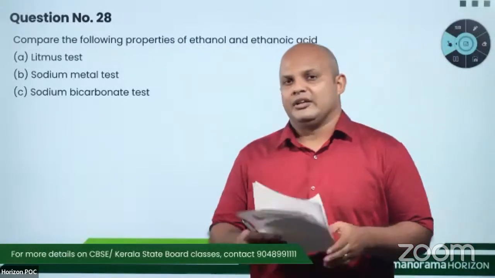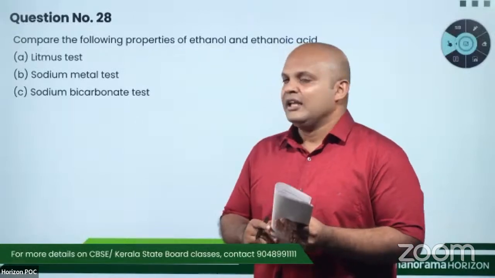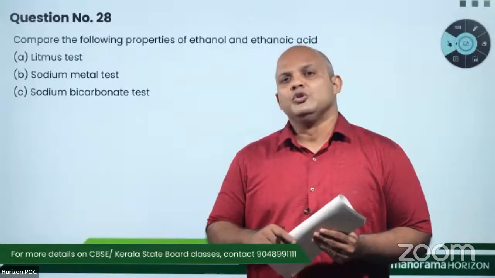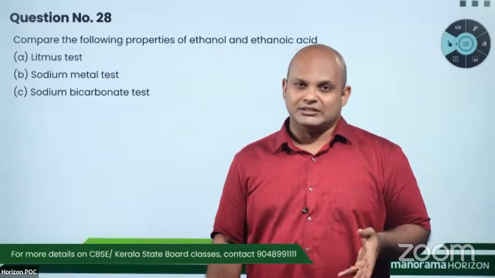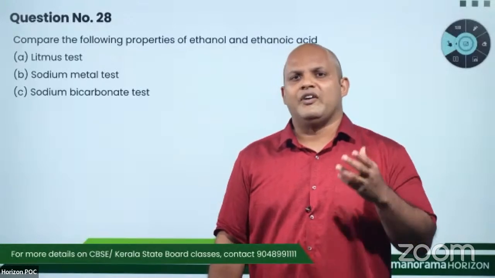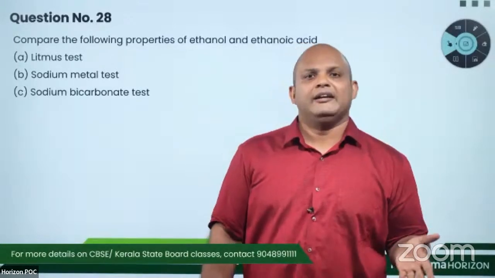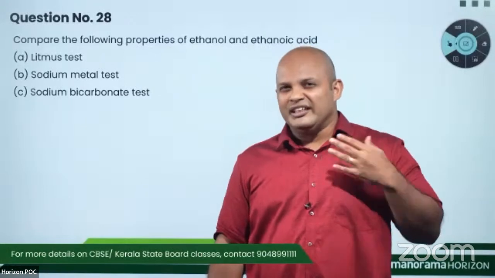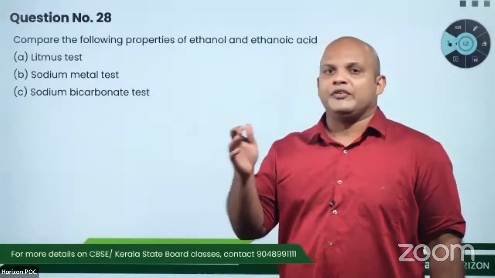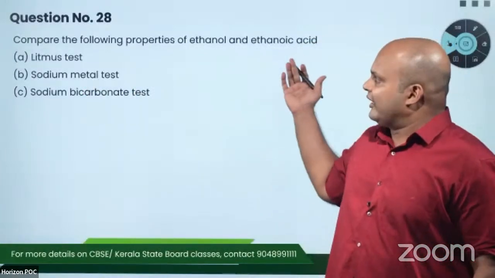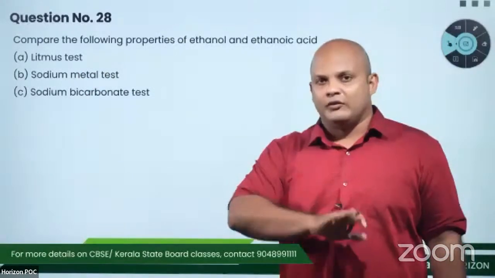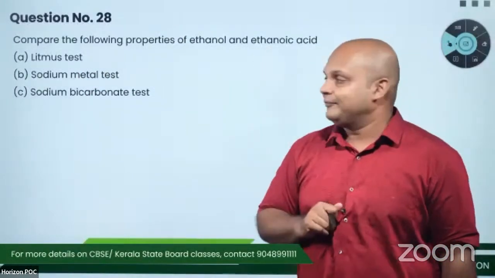Next, the sodium metal test. Now, this is the tricky part. If you were to add sodium metal to ethanol or ethanoic acid, you would notice that in both cases, there is an effervescence of hydrogen gas. So sodium will react violently with both ethanol and ethanoic acid, and you can't really tell the difference between the two. So we cannot use sodium metal test to differentiate between ethanol and ethanoic acid. We can use the litmus test because ethanol will not change the color of litmus, but ethanoic acid can.